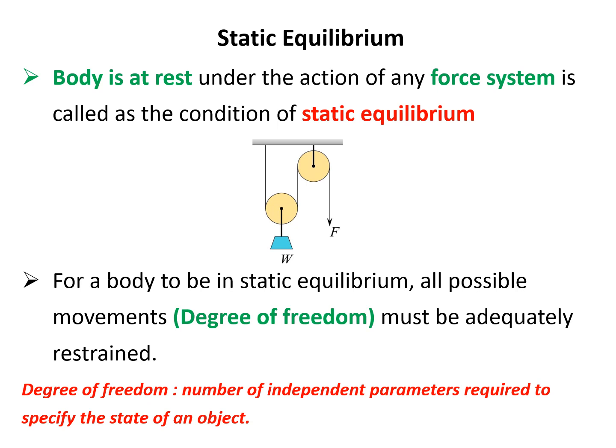So this is the condition of static equilibrium because the whole system is in equilibrium, and definitely the weight is also in equilibrium. And for a body to be in static equilibrium, all the possible movements, which are also known as the degrees of freedom, must be adequately restrained. And what is the meaning of degree of freedom? It is the number of independent parameters required to specify the state of an object. Or we can say that the degrees of freedom are the independent basic ways in which the body can move.